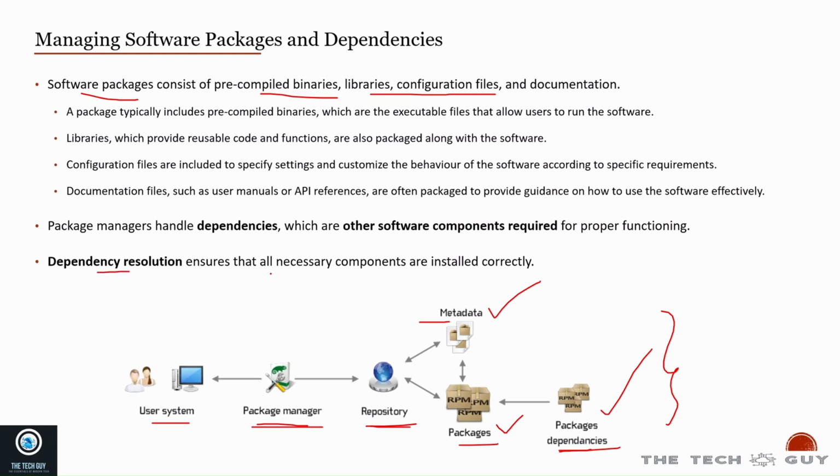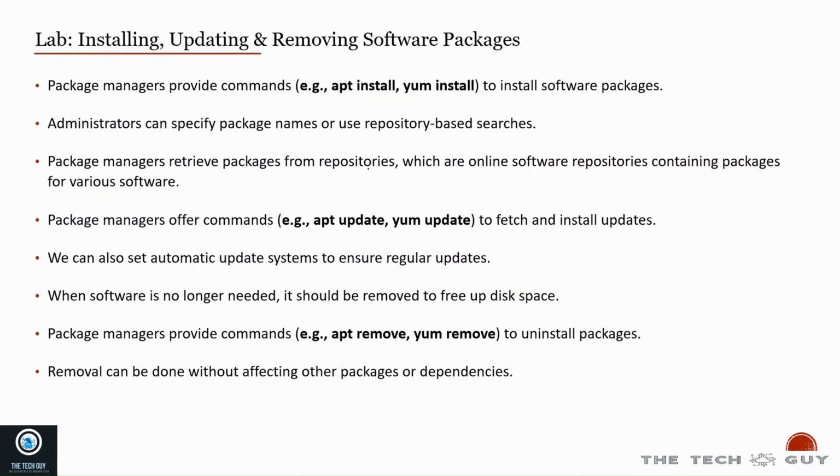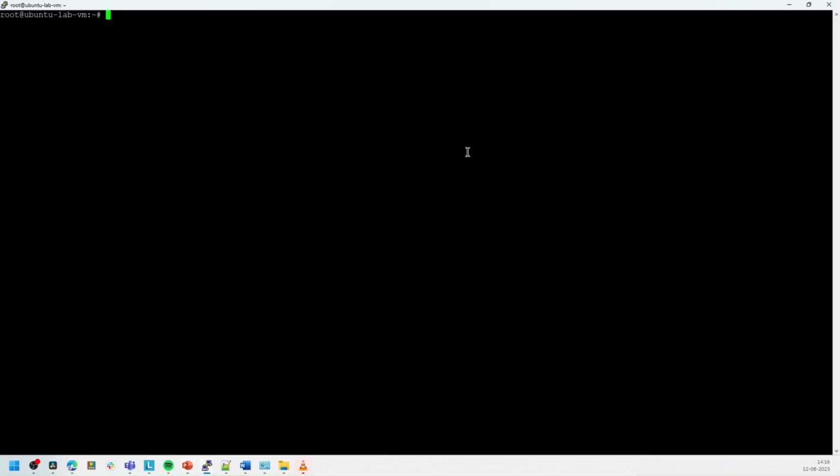And dependency resolution, as I told you, ensures all the necessary components are installed. Now we'll jump into the lab, but before that, the commands are essentially the same. In apt you use apt install, apt update, apt remove. In yum you'll use yum install, yum update, yum remove, and the commands are essentially the same. Now let's jump back to the command line interface and let me show you what I really mean.